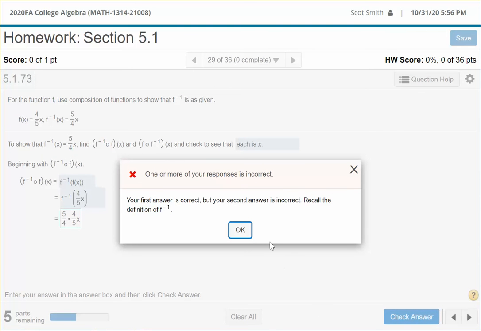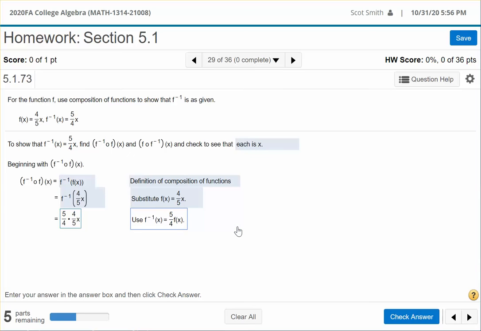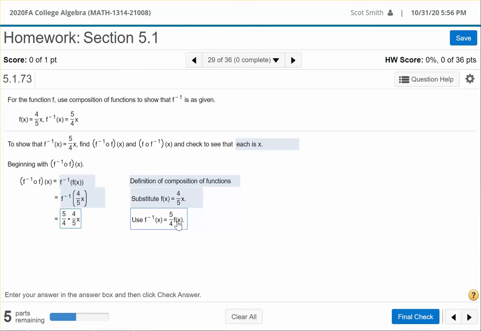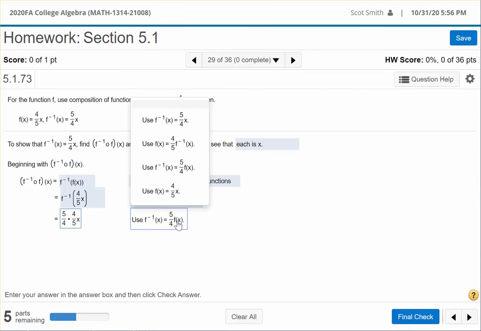Let me see. Recall the definition of f inverse. What did I do wrong there? So, oh wait, did it say the right one or the... Your second answer is incorrect. Okay, so let me fix that. What did I do wrong? So f inverse, oh, I see. So the correct one is 5/4 x.